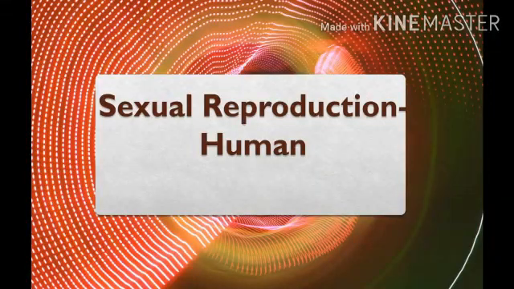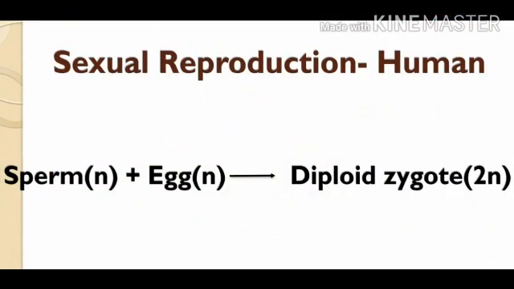Today we are going to discuss sexual reproduction in humans. For that, first we should know what sexual reproduction is. Sexual reproduction is the fusion of the two gametes, that is the male and female gametes, the sperm and the egg, which get fused to form the diploid zygote, and this process is known as fertilization.